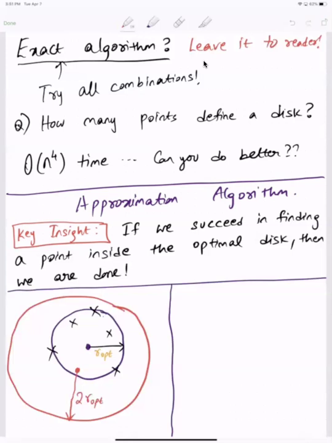Let me just draw one more figure to illustrate this. We again draw some 5 points here. Again, this is the optimal disk.